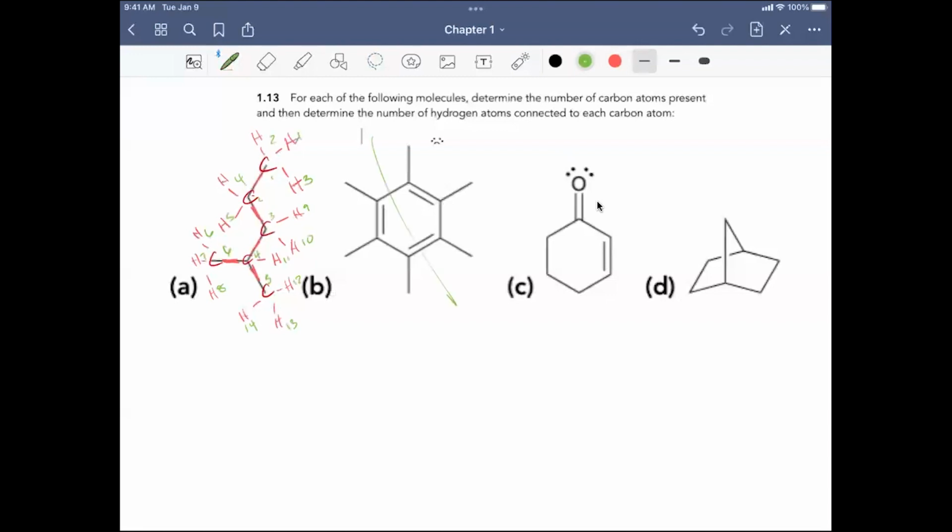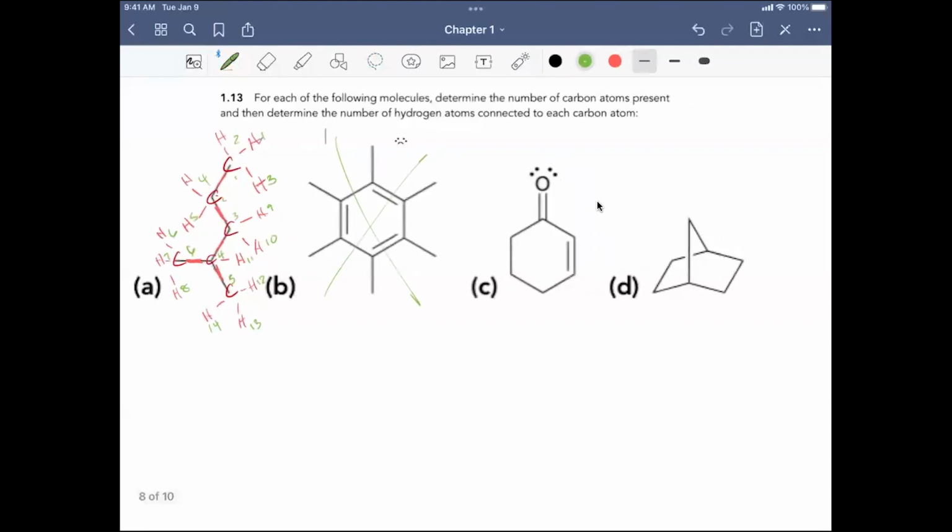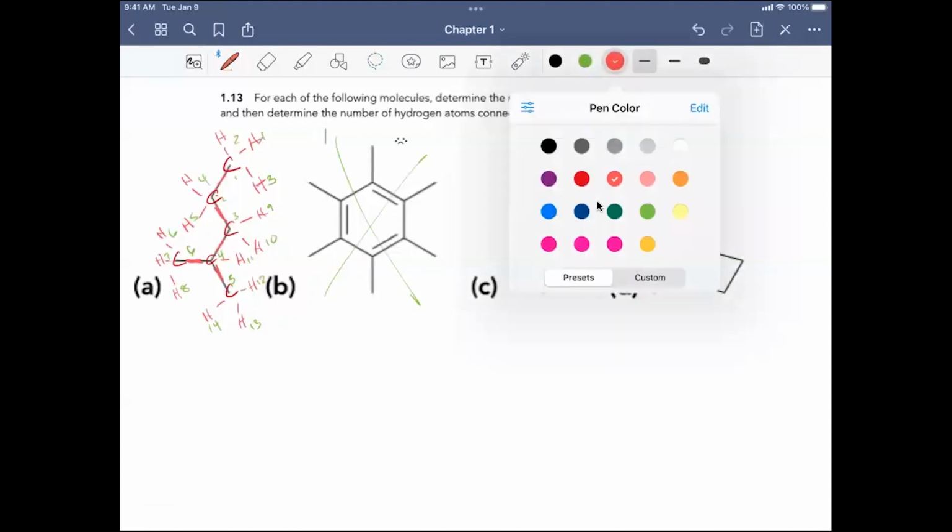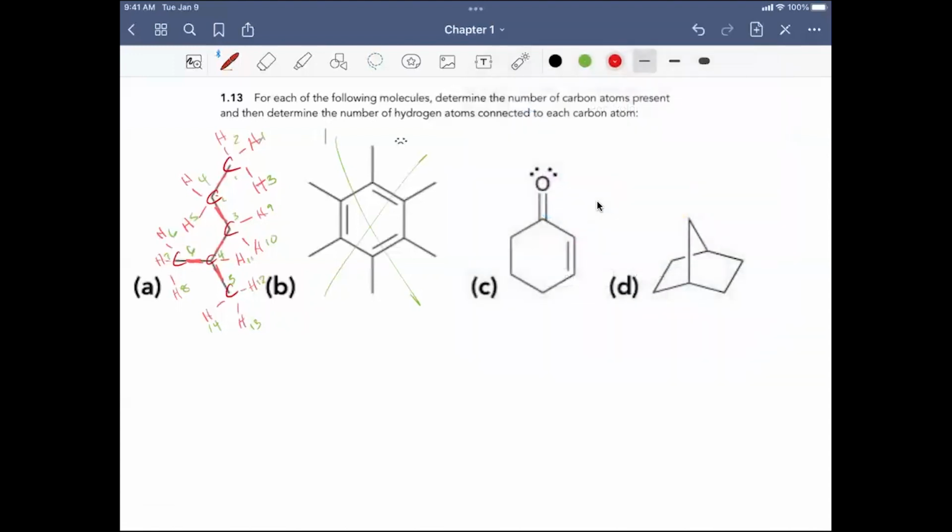I'm not going to do this one. That's another just carbons and hydrogens. Let's focus on one which has an oxygen attached to it, stuff like that. So for this one, we have a carbon right there. Let's focus on another corner. We have a carbon right there, and it goes all the way around. So we have 1, 2, 3, 4, 5, 6 carbons.